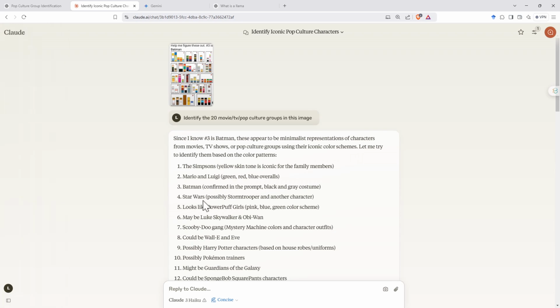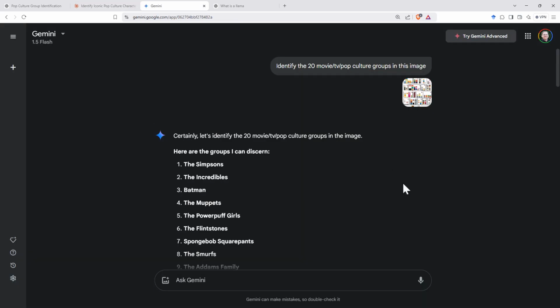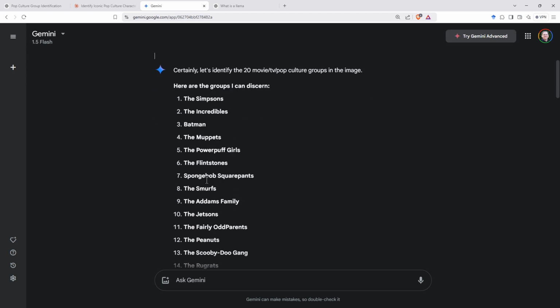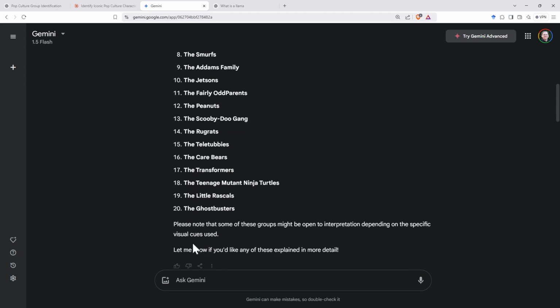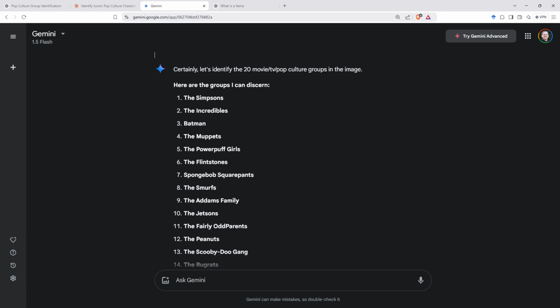Interestingly with Claude, when it's less sure, we start to get these looks like, maybe, could be. So it's kind of indicating that it's not confident about its guesses as well. And then Gemini didn't give any explanation. So it just went straight into, here is a list of the stuff. But then it said, would you like me to explain how I did this? So it took a slightly different approach.